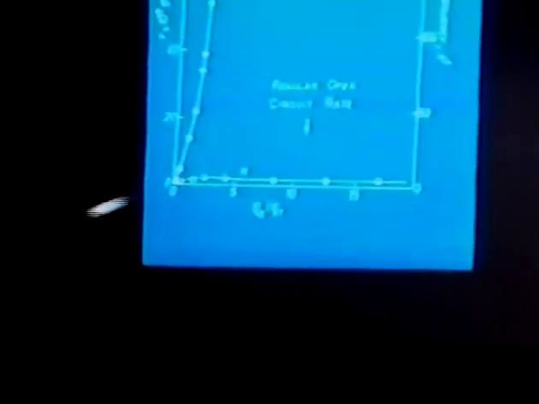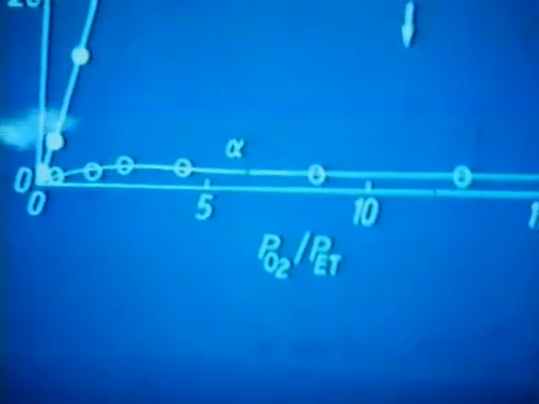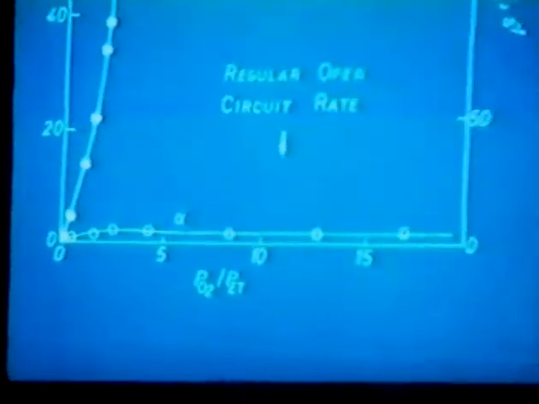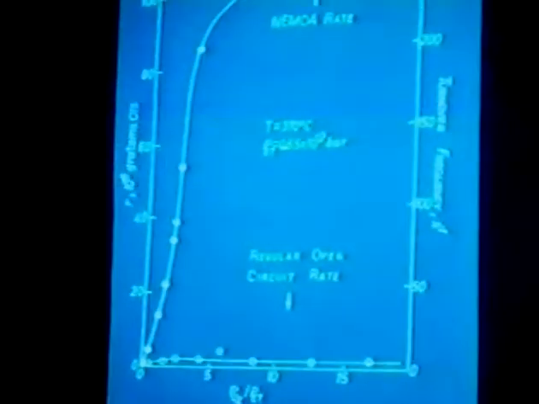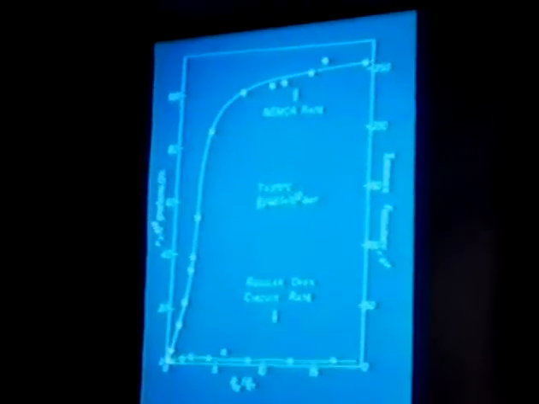We see the effect of oxygen to ethylene ratio on the regular open circuit catalytic activity of platinum for ethylene oxidation, and on the catalytic activity which you induce by polarizing the catalyst at a potential of 1 volt with respect to the reference electrode.